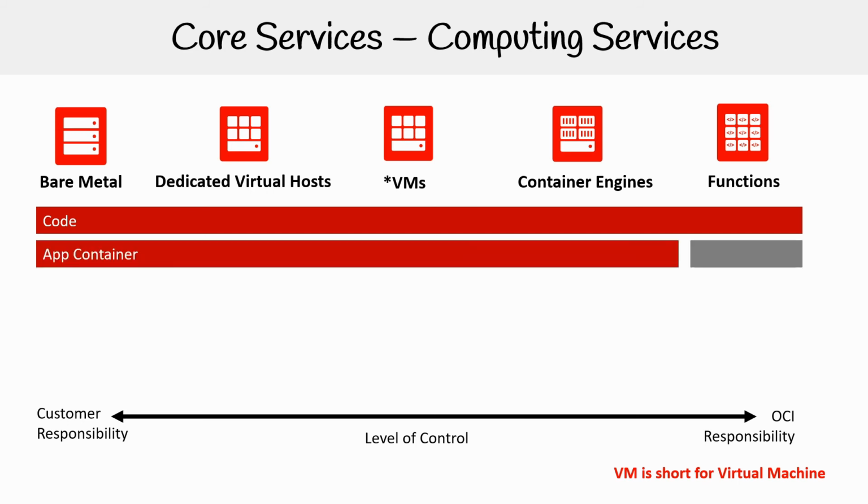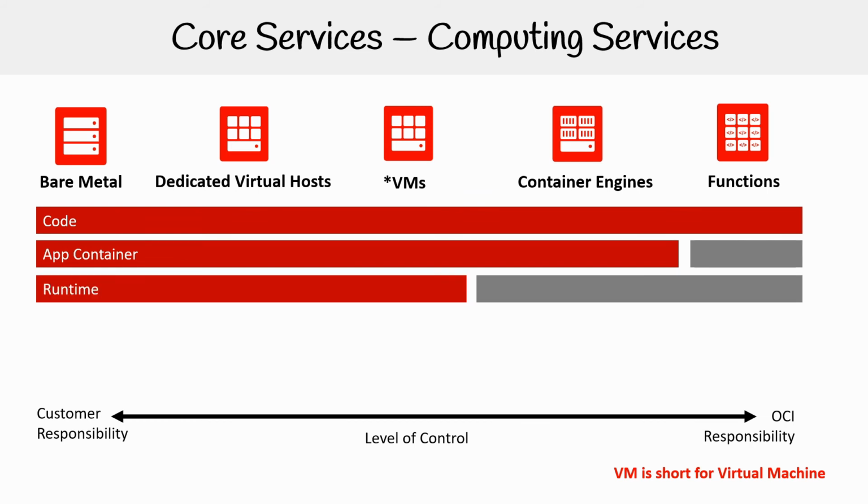The next is app container. And when I'm saying container, I'm using this in a very generalized term. Maybe we're talking about containers as being the VM or whatever. But the point is that functions is the only time that OCI is responsible for it. So if you do not want to manage your container, use functions. The next layer is your runtime.